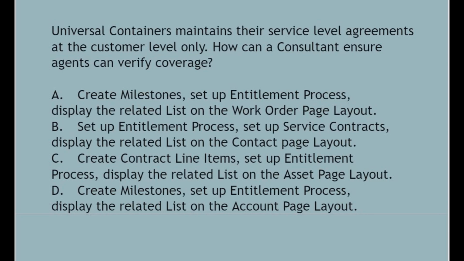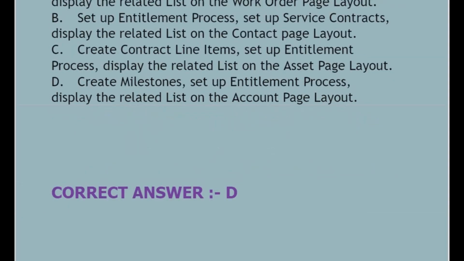Option B. Set up entitlement process, set up service contracts, display the related list on the contract page layout. Option C. Create contract line items, set up entitlement process, display the related list on the asset page layout. Option D. Create milestones, set up entitlement process, display the related list on the account page layout. Correct answer is option D.